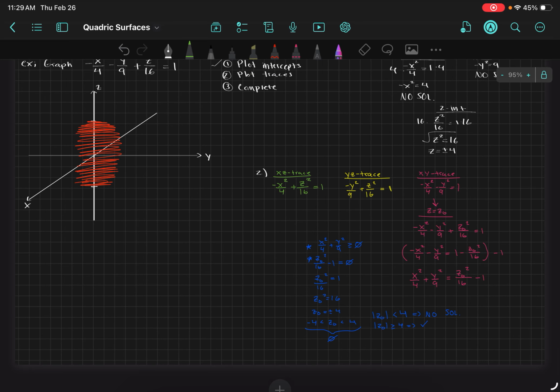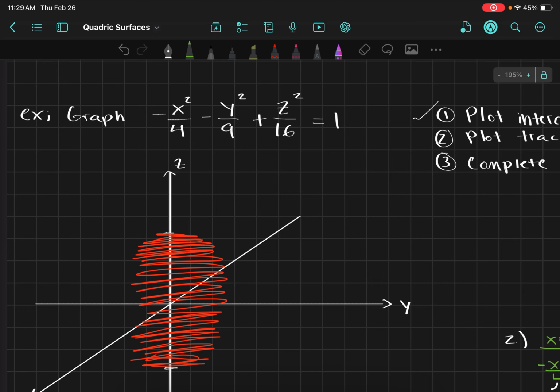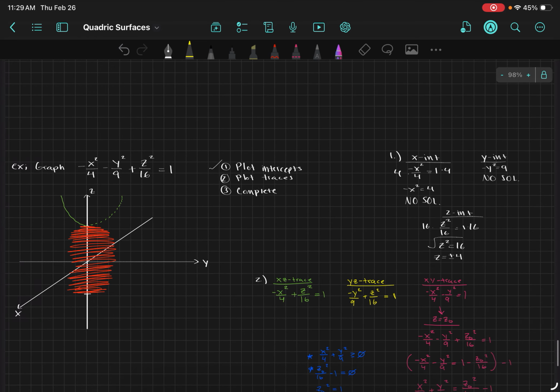Our xz trace is going to be, I'm never good at this one, another hyperbola. I'm going to make it a little bit more. Okay, maybe not. My pictures are always ugly. We know this by now.